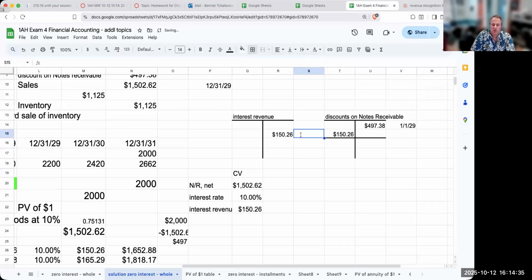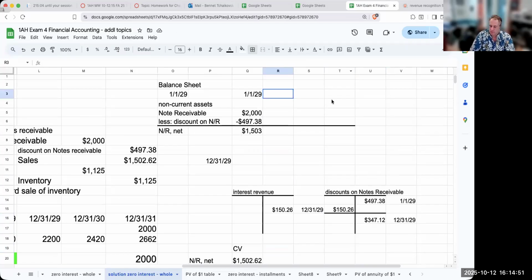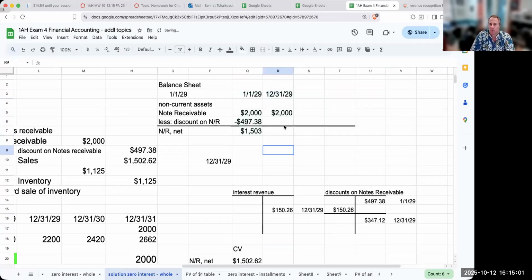So this is going to be as of 12/31/29. And my balance in my discount on notes receivable as of 12/31/29 is going to be 347.12. So I'm going to come over here to look at this balance sheet, 12/31/29. My notes receivable amount has not changed. I'm leaving that exactly the same way, but my discount on notes receivable is now 347.12, for a notes receivable net of 1,653.